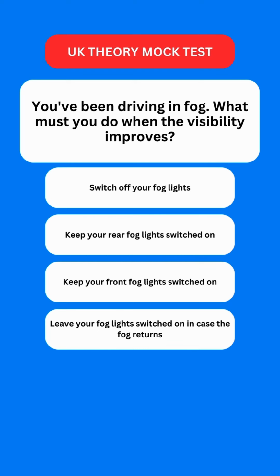As for scenarios, you've been driving in fog, what must you do when the visibility improves? Options are, switch off your fog lights, keep your rear fog lights switched on, keep your front fog lights switched on, or leave your fog lights switched on in case the fog returns. So the correct option is the first one. You should switch off your fog lights.